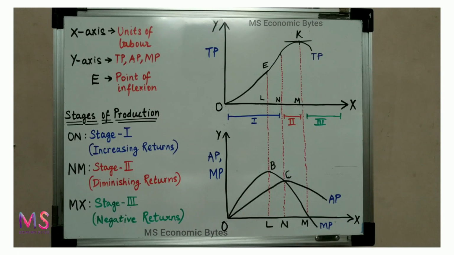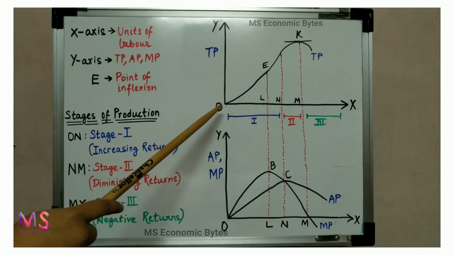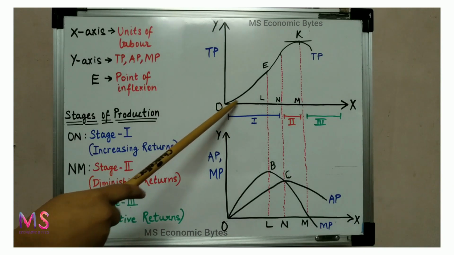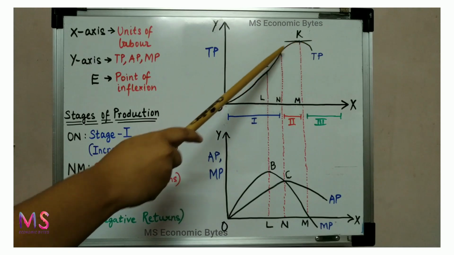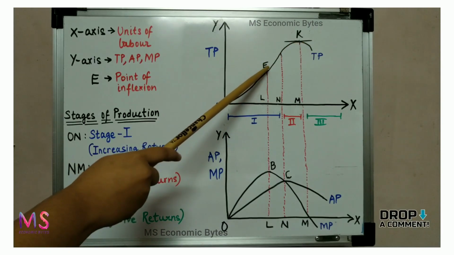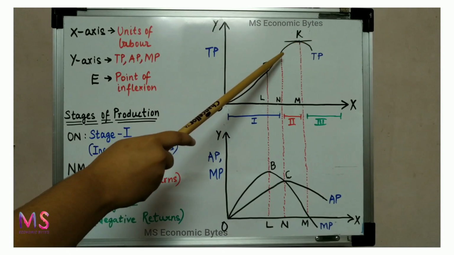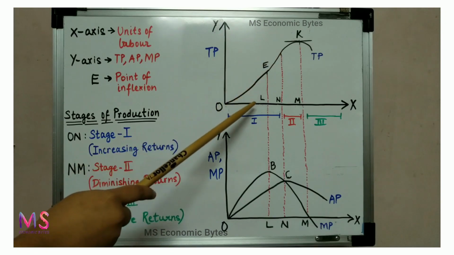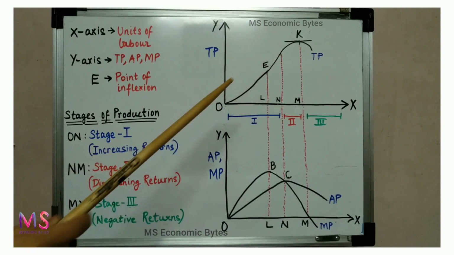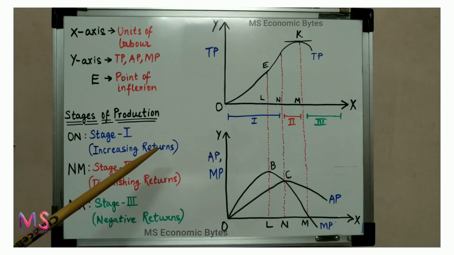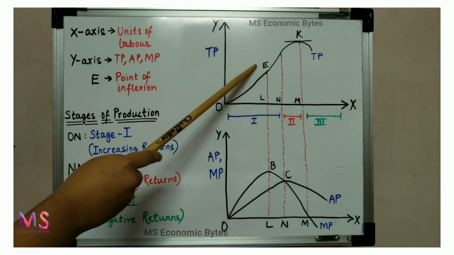Now, with a given amount of fixed factor, when units of labor are employed, total product starts increasing. We see that the total product curve is increasing from its origin. It increases at an increasing rate till point E, and beyond point E, it increases at a declining rate till the end of stage 1. The point E is known as the point of inflection.